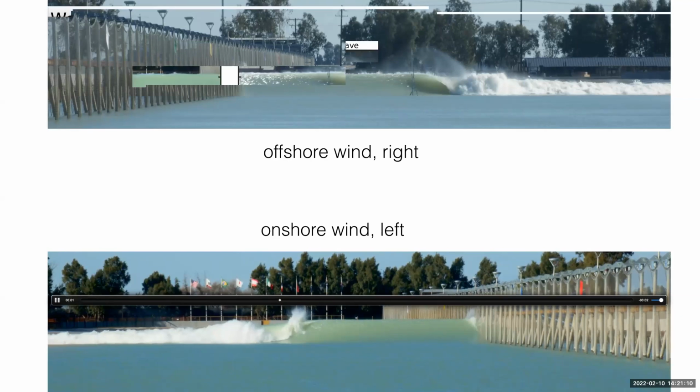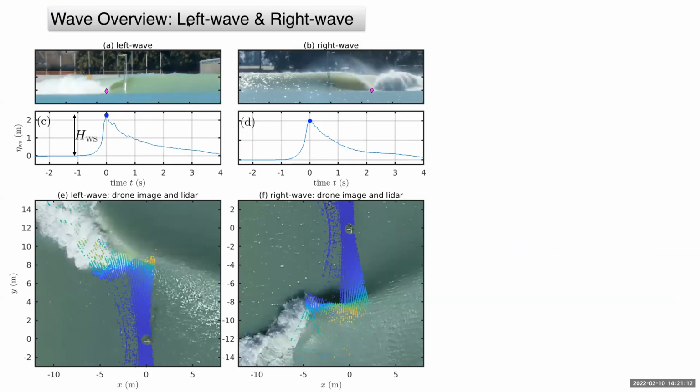Okay. So now getting a little bit more quantitative, we have two examples of two different waves, a left wave on the left and a right wave on the right. And the first things are just some photographs from the end of the basin. And one of the things that we're highlighting here with the magenta diamond is the location where the free-falling lip of the wave, or jet of the wave, impacts the surface and where the splash-up occurs.